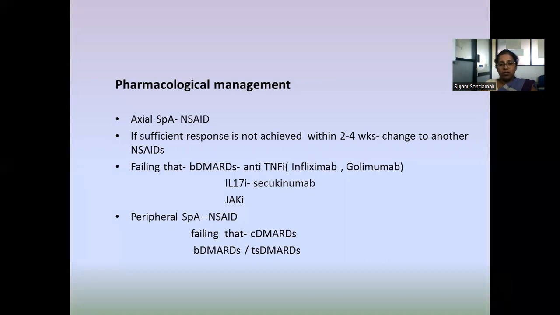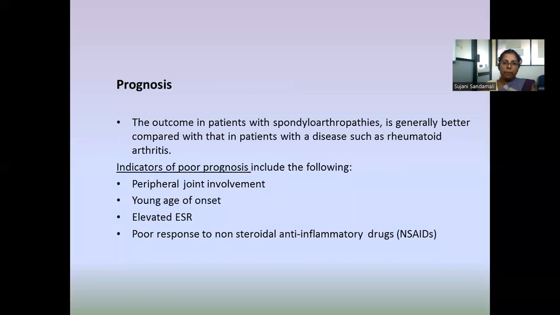When it comes to peripheral spondyloarthritis, the same way as I mentioned in axial spondyloarthritis, you can use the non-steroid anti-inflammatory drug. Failing two drugs, you can start conventional DMARDs here, like sulfasalazine and methotrexate, not like in axial spondyloarthritis, where there is no place for conventional DMARDs. Then, failing that, you can move to biological DMARDs or targeted synthetic DMARDs like tofacitinib.